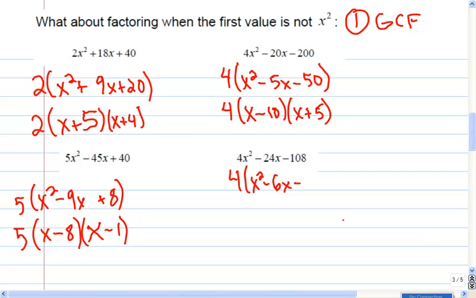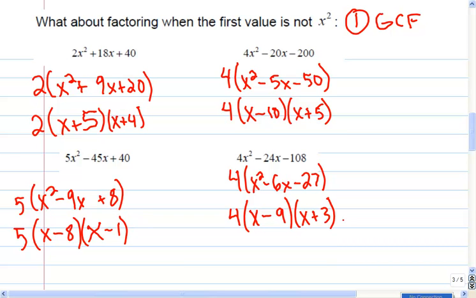Divide that by 4, 27. Is that right? 27, I think. And okay, multiplies to 27, adds up to negative 6. So 9 and 3, I think, will work there. So minus 9 and plus 3.